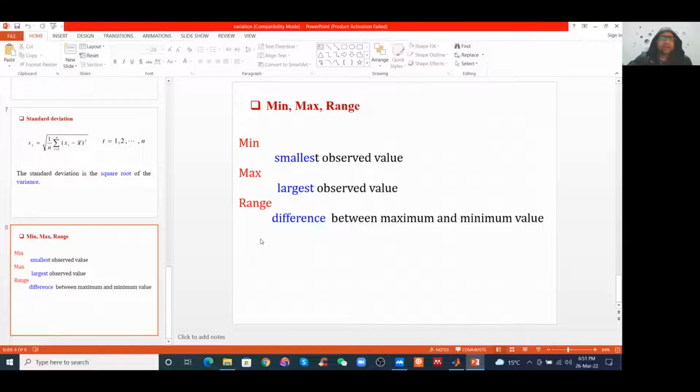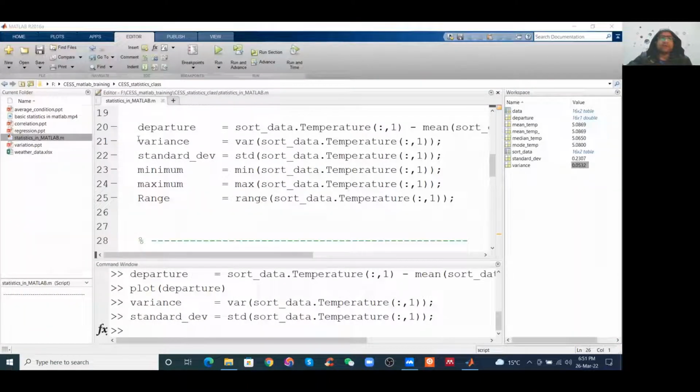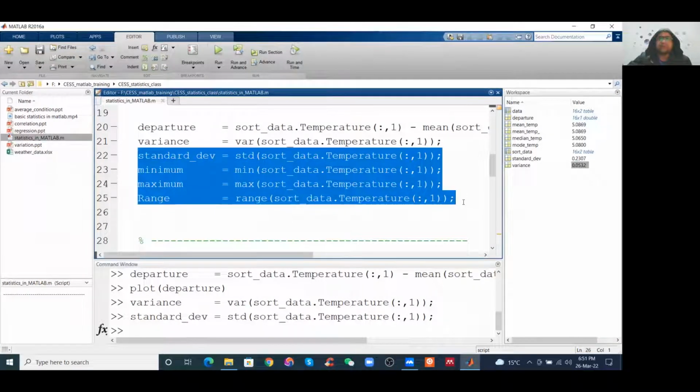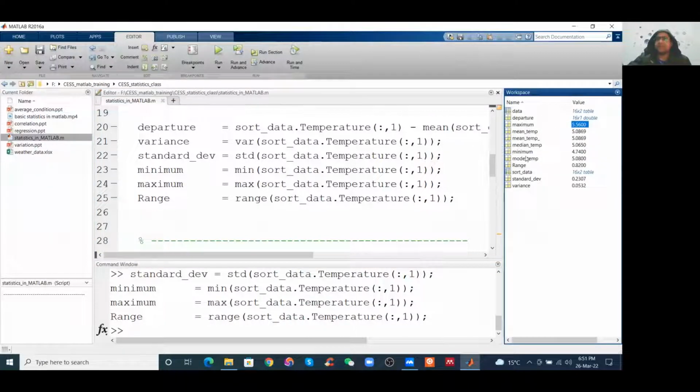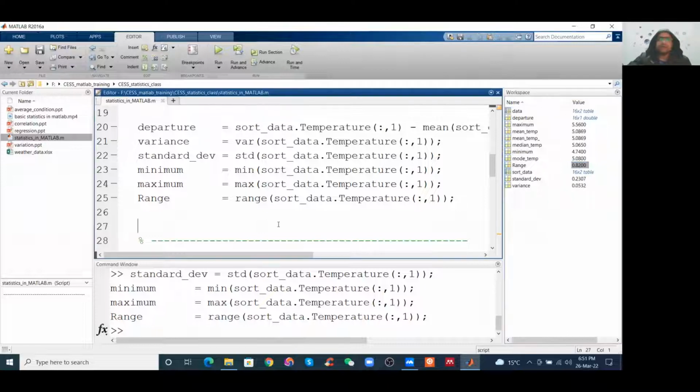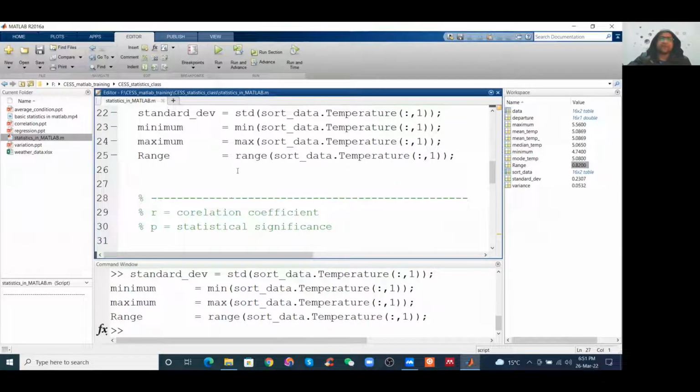Anyway, we can run standard deviation, minimum, maximum, range. The minimum function is min, the maximum function is max, and range is range. You can run it. So now we have the maximum value, the minimum value, and the range. We have the standard deviation and the variance. If you use any software, you will get the result within a second, but you need to understand why you are using these statistics, what the application is, and what the interpretation is.